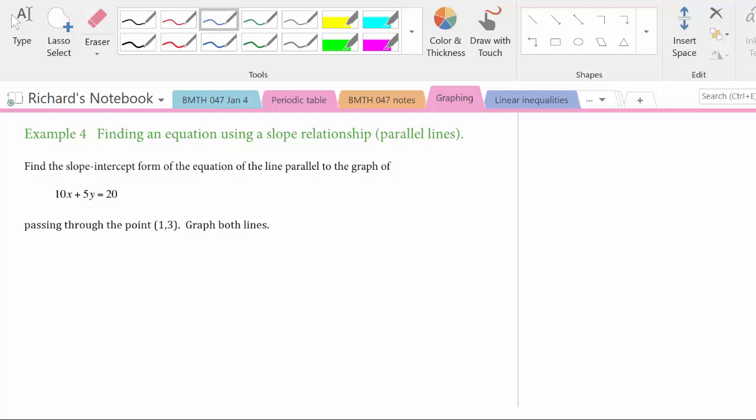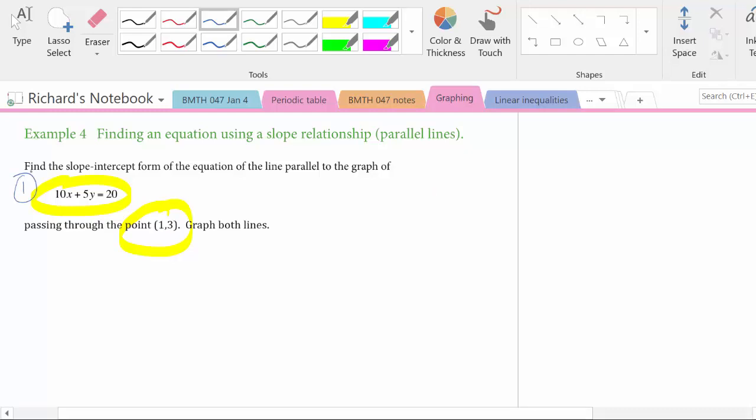Finding an equation using a slope relationship for parallel lines. Well, what we've got is an equation, and we're going to graph that equation, and we're going to graph another equation that goes through the point 1, 3. The first thing I'm going to do is get this first equation, I'll call it equation number 1, into slope-intercept form.